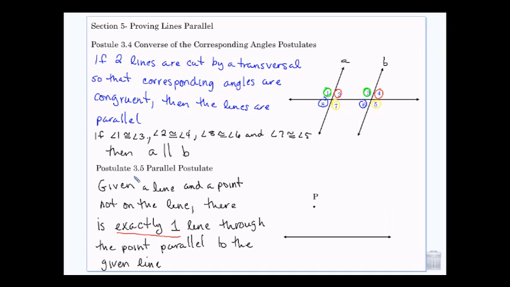Okay, so then we have the parallel postulate, which tells us that if we have a line and a point that's not on the line, so anywhere out in space, there's exactly one line, so only one line, that can be drawn through this point that will be parallel to the line that we started out with. So if I attempt to draw a line through the point, this one is parallel, but if I draw any other line, it will not be parallel. There's only one line that will exist through that point that's parallel.